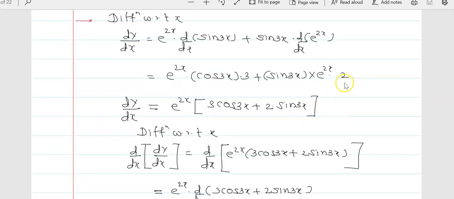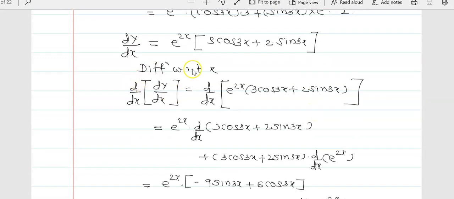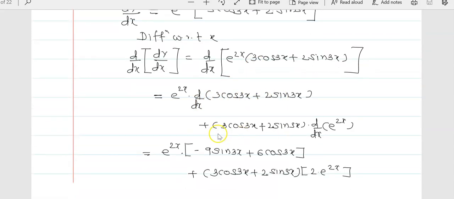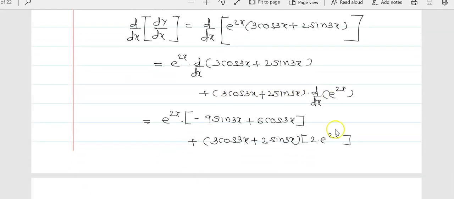In the next step, we will take e^(2x) as common. Then in brackets you will get 3 cos 3x plus 2 sin 3x. Now differentiate this with respect to x, that is d/dx of dy/dx, which is d/dx of e^(2x) (3 cos 3x + 2 sin 3x). Now apply again the product rule. Therefore e^(2x) is the first term into the derivative of the second, d/dx of (3 cos 3x + 2 sin 3x), plus (3 cos 3x + 2 sin 3x) into d/dx of e^(2x).